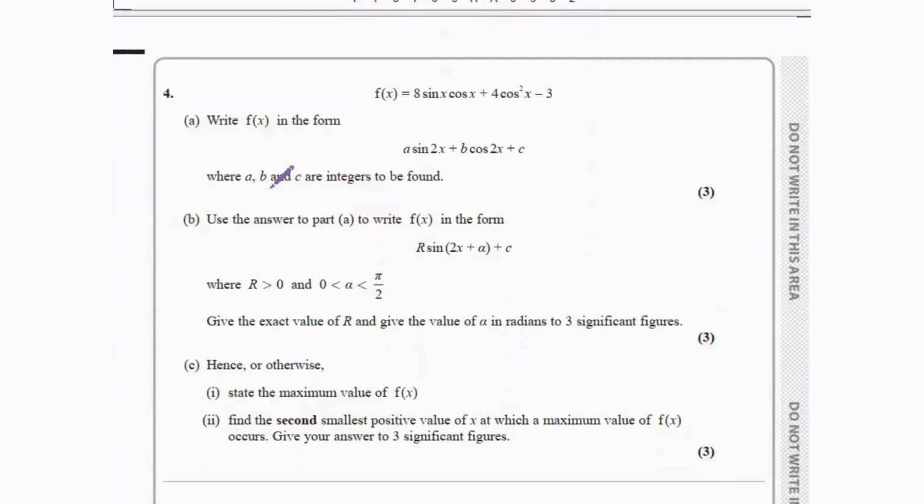And it says that we have a function 8 sine x times cos x plus 4 cos square x minus 3. We have to write f of x in the form a sine 2x plus b cos 2x plus c, where a, b, and c are integers to be found. So we have to rewrite this as a sine 2x plus b cos 2x plus c. For this, we'll be using the identities.